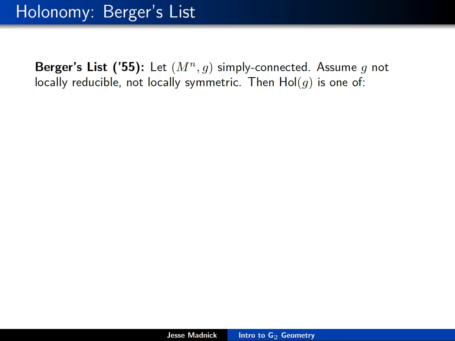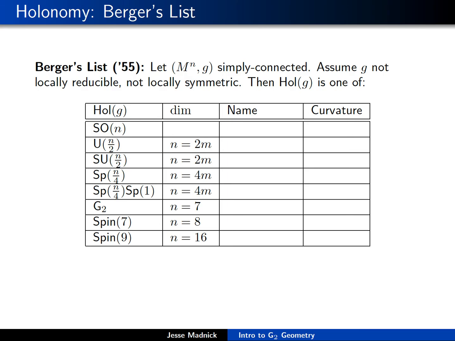Let's say you have a simply connected Riemannian manifold. Because we're in the simply connected setting, we don't have to worry: the holonomy group is the same thing as the reduced holonomy group. And let's assume we're in the generic setting where G is not locally a product and not locally symmetric. Then the holonomy group of G must be one of these groups, one of these 5 infinite families or 3 exceptional ones.